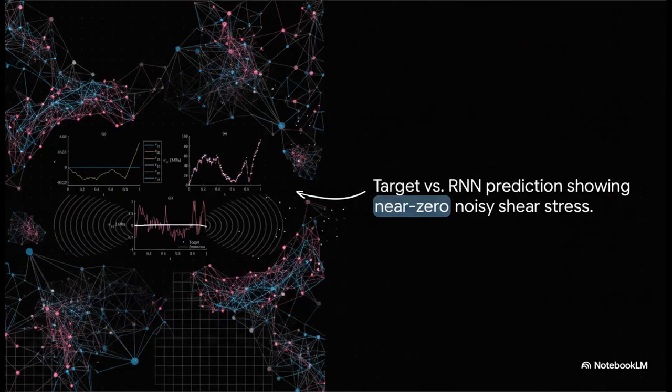Take a look at the target data here, that solid black line. That's the actual micromechanical simulation target, the absolute ground truth. Now compare that to the RNN's prediction, which is the jagged pink line. You can clearly see the neural network going totally haywire. It produces a highly noisy, chaotic signal right when the shear stress component nears zero. Obviously, this kind of noise is a deal breaker if you want to use this model for real-world engineering.